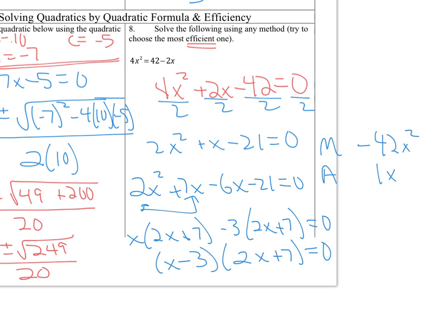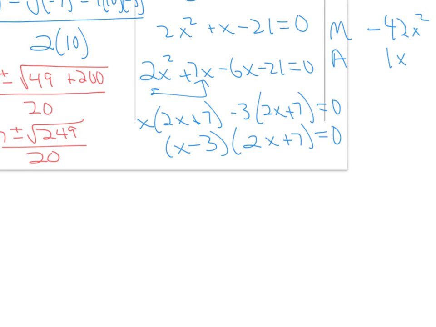Now you're not done. You are not done. Write those two equations and solve. If you don't write those equations and you can just solve it and write the two answers, that's okay too. But it might be a good idea to write those down. Subtract the 7, divide by 2.